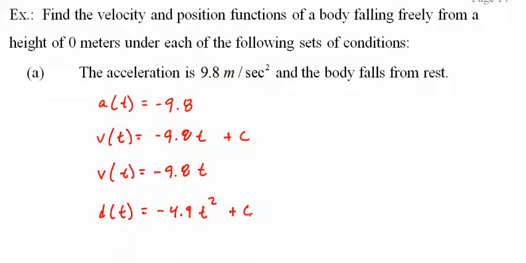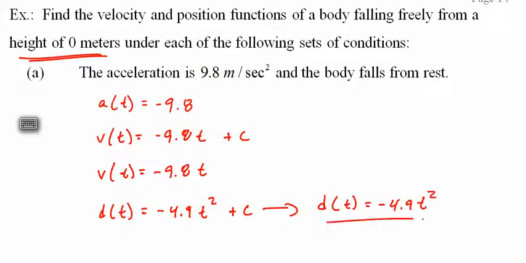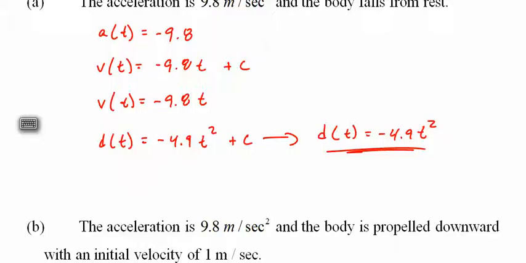They did not say where it starts. Oh wait, it starts from a height of 0. So displacement is negative 4.9 t squared, because the height is 0.